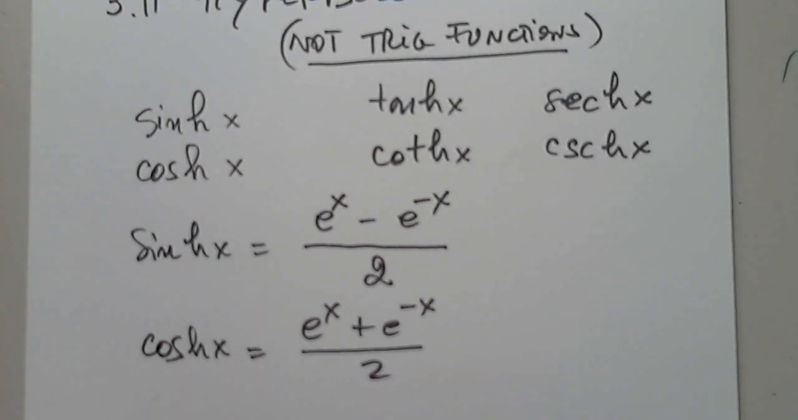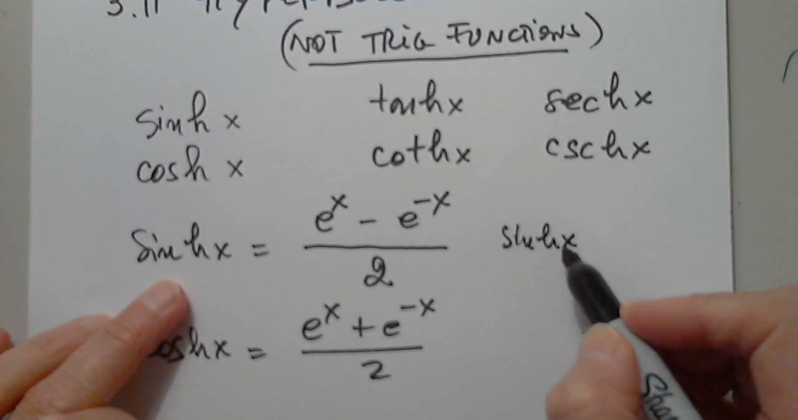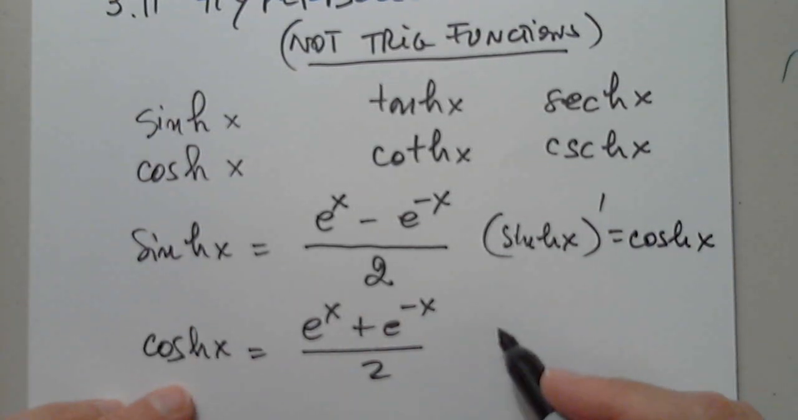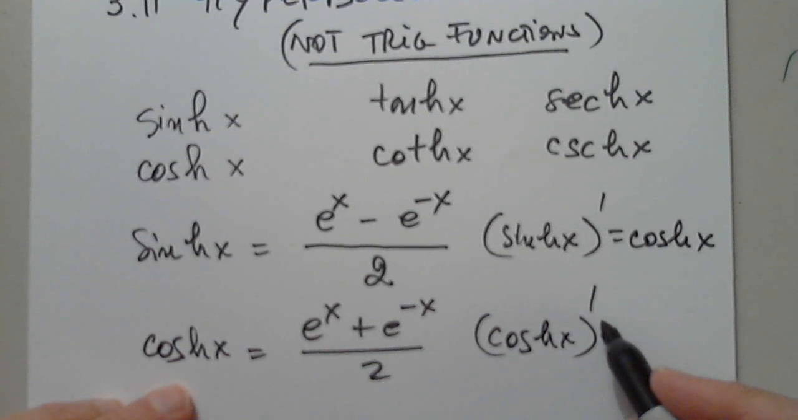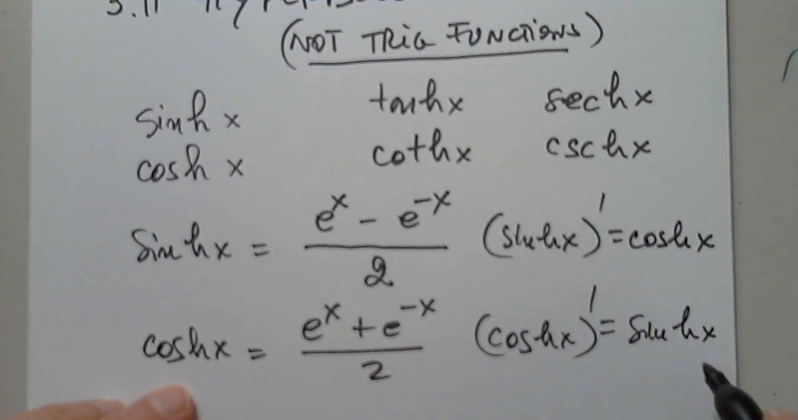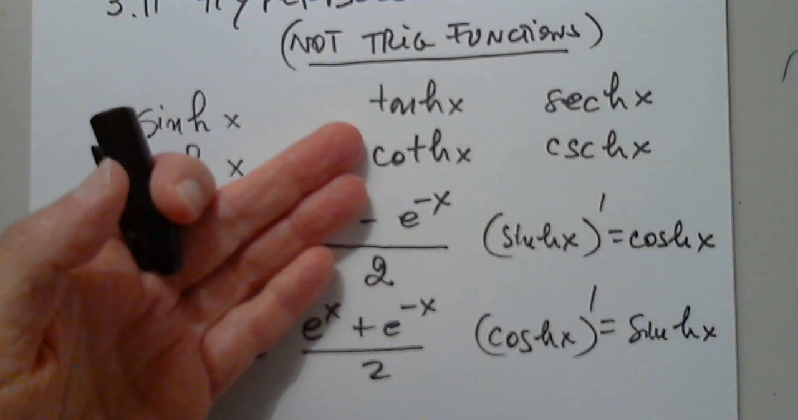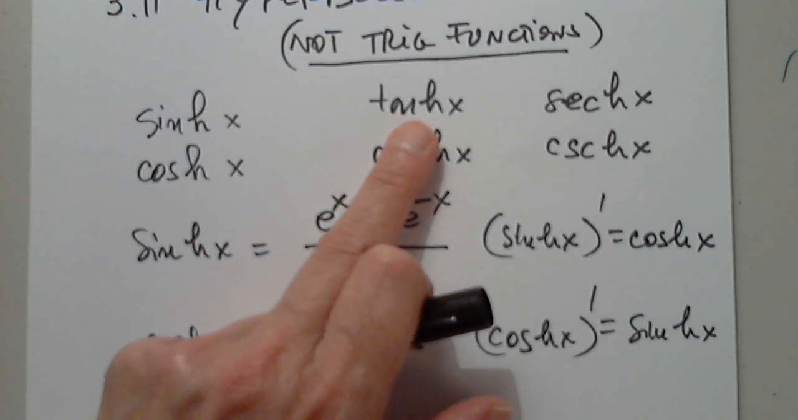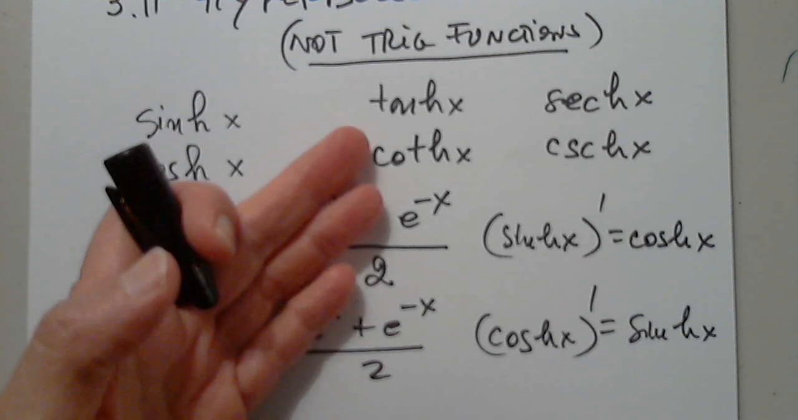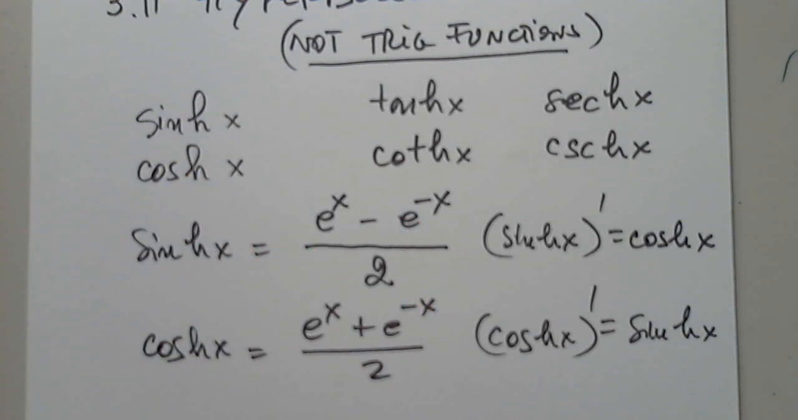So the nice part here is that hyperbolic sine prime is hyperbolic cosine, and hyperbolic cosine prime is plain, not minus, but plain hyperbolic sine x. And these can be determined very easily, right? If I want to determine tangent, I put sine over cosine, hyperbolic sine over hyperbolic cosine, and find the formula for hyperbolic tangent, and so on and so forth.